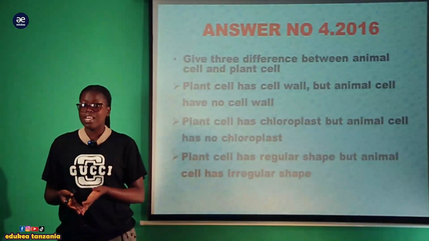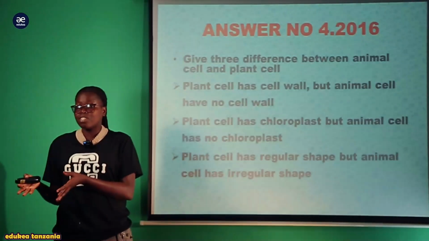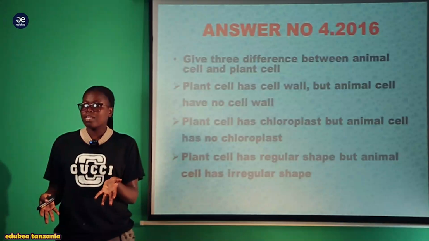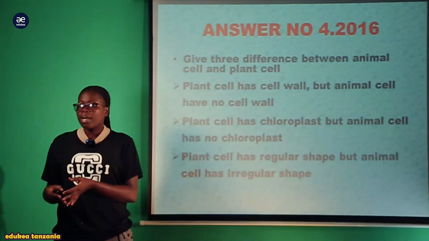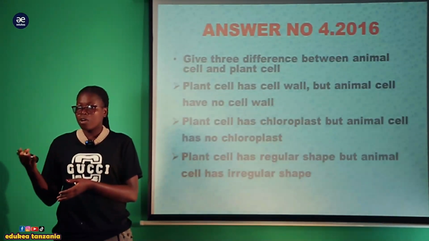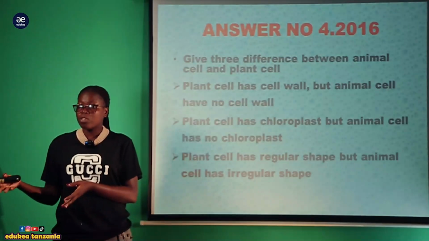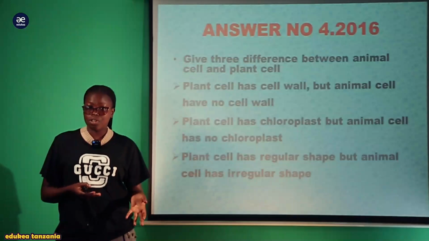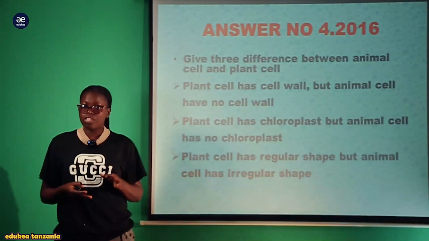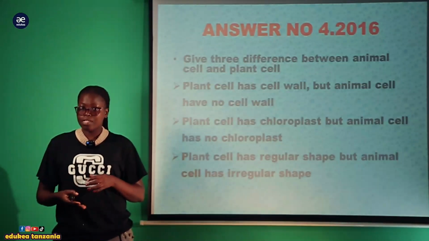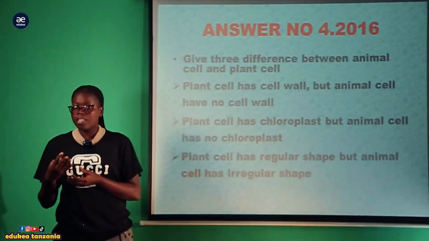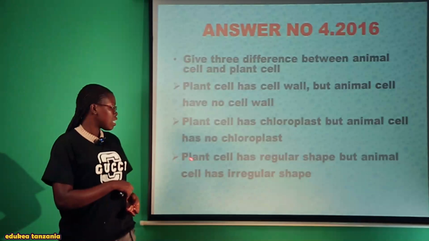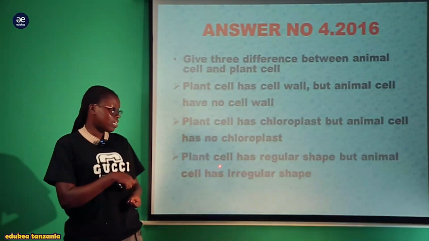Animals are heterotrophs. They are not capable of manufacturing their own food. So they depend on ready-made food material, either from plants or from other organisms, for example herbivores, carnivores, or insectivores. They depend on other organisms as the source of nutrients. While plant cells, because they are autotrophs, manufacture their own food, and that's why they possess chloroplast for manufacturing their own food by the use of sunlight in the process known as photosynthesis. Also, the plant cell has a regular shape, but the animal cell has an irregular shape.